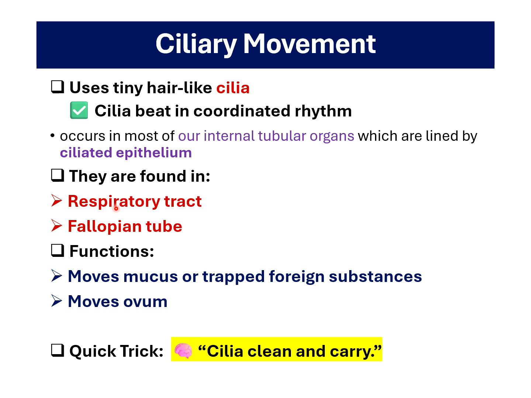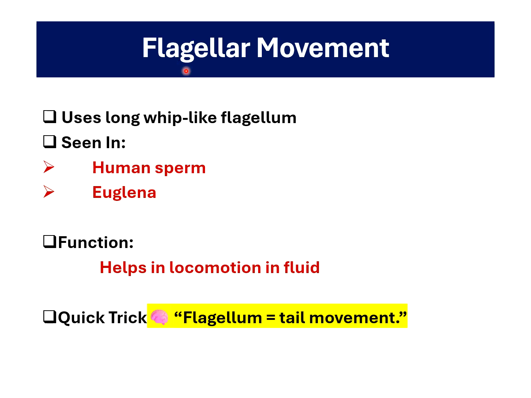Now, the inner lining of the respiratory tract is lined with ciliated epithelium, and the cilia help in moving mucus or trapped foreign substances. Okay. Second example is fallopian tube. Fallopian tube is also lined with cilia and it helps in moving the ovum. Clear about it? The third type of movement is flagellar movement.